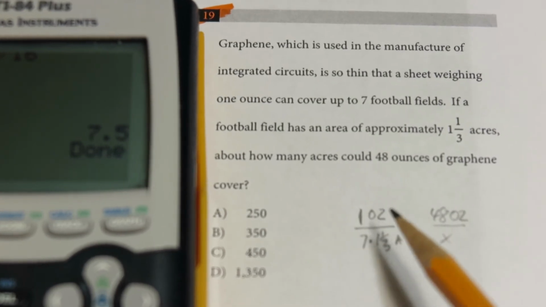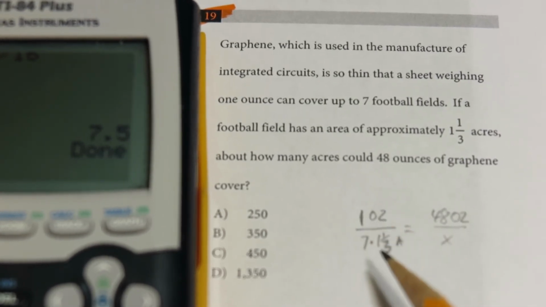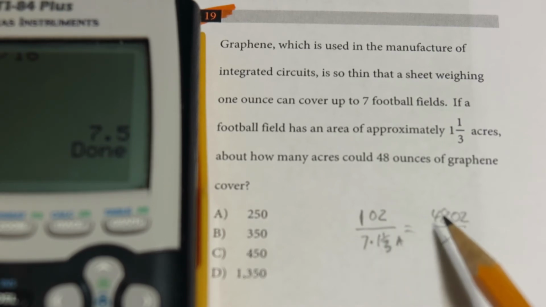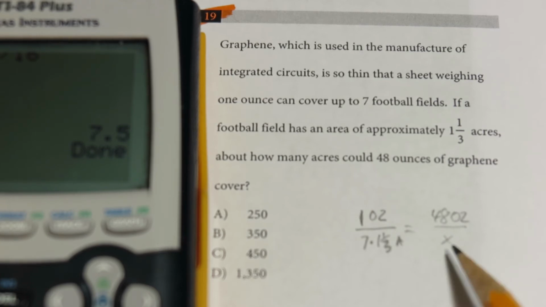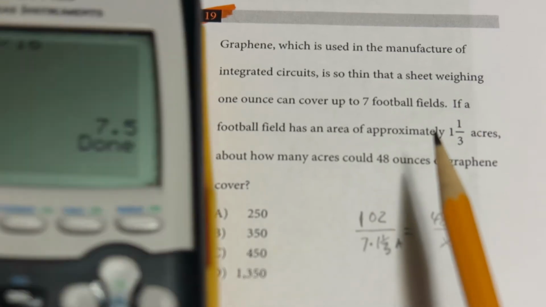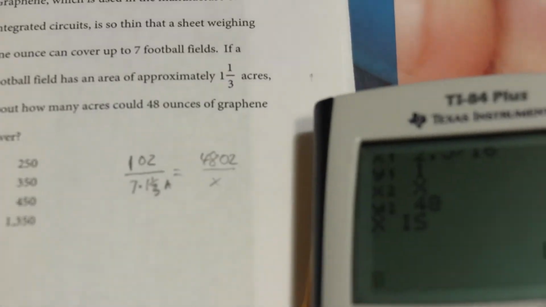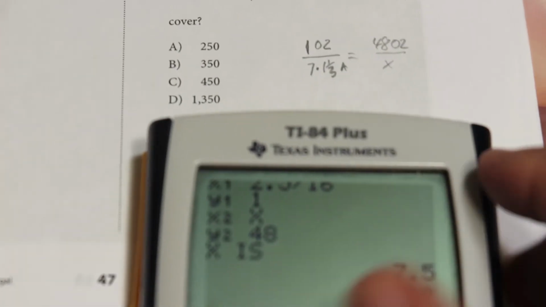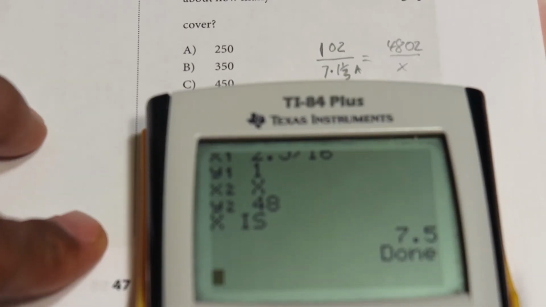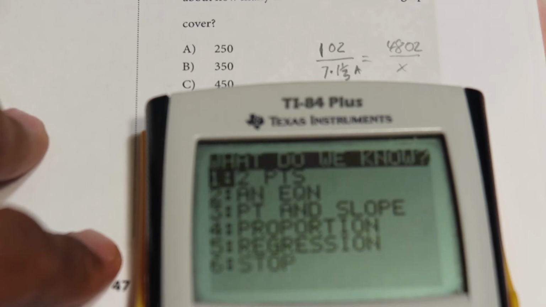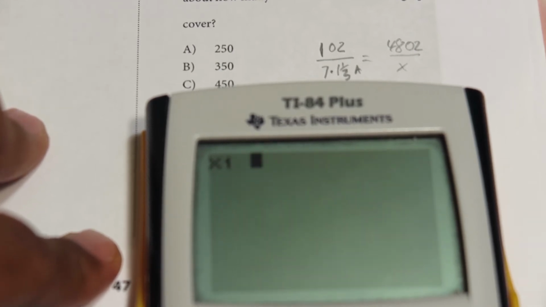I've kind of set up the proportion. So 1 ounce of graphene covers 7 times 1 1/3 acres. So 48 ounces is going to cover how many acres? That's what we're trying to find out here. So now we can go back. Let me move this over. We're going to set up our proportion. So we're going to press enter. We're going to go down to option 4. And now we're going to put in 1 ounce. And then we're going to put in 7. And watch what I do here.